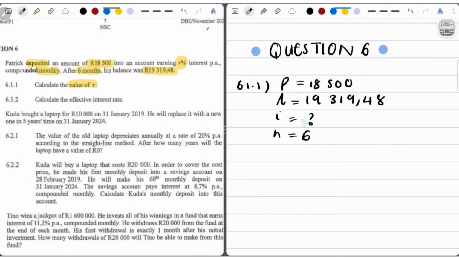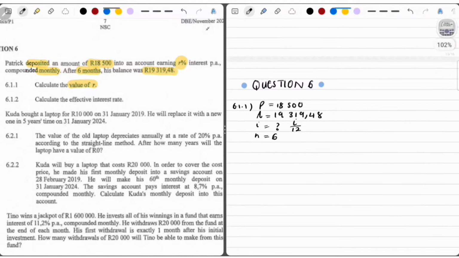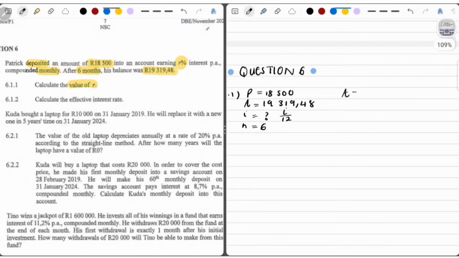Now, with that being said, I have to explain what we're going to do here. By the I, you need to remember that whatever the interest is, we need to put that over 12, because it is compounded monthly. I'm just not going to multiply N by 12 because it's already in months, 6 months. So this is what we're going to have. We have A is equal to P bracket 1 plus I raised to the power of N. So the A is the 19,319 rand and 48 cents.